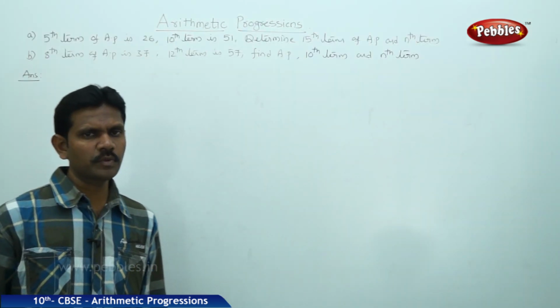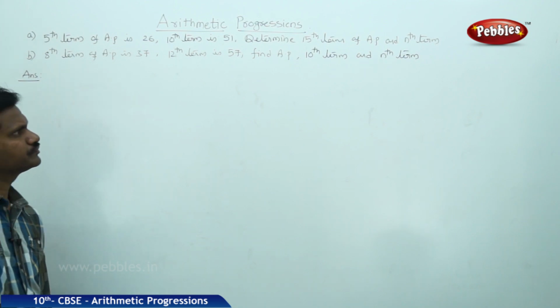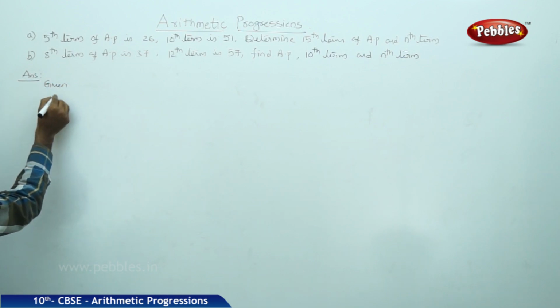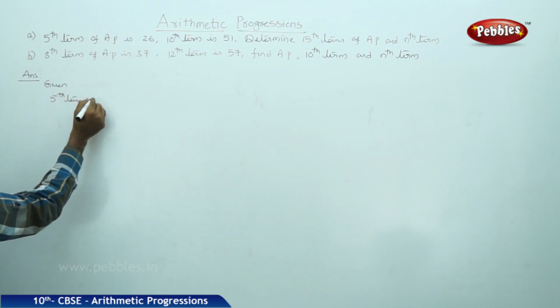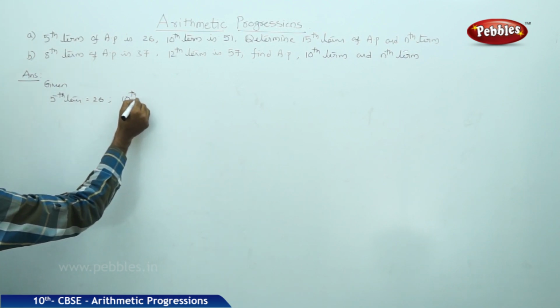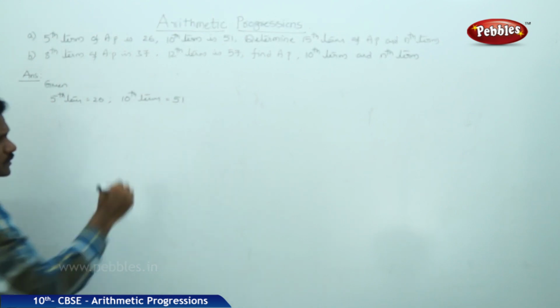Let us see the next example. The fifth term of an AP is 26 and the 10th term is 51. Determine the 15th term of the AP and the nth term. Given: fifth term is 26, 10th term is equal to 51.